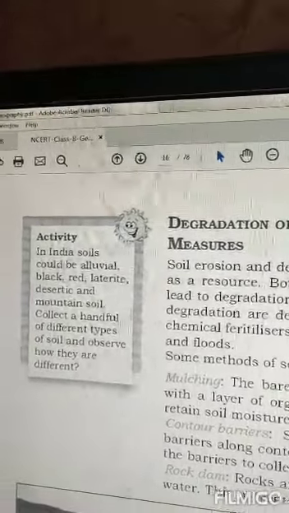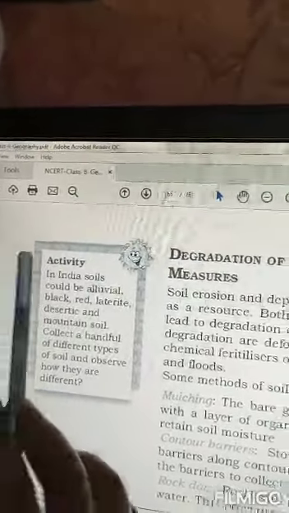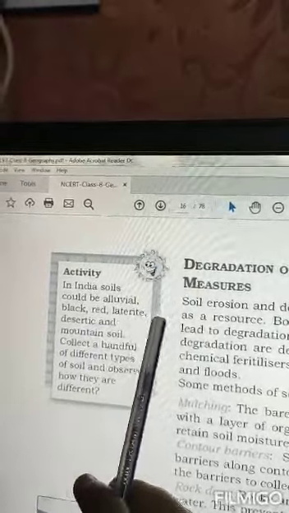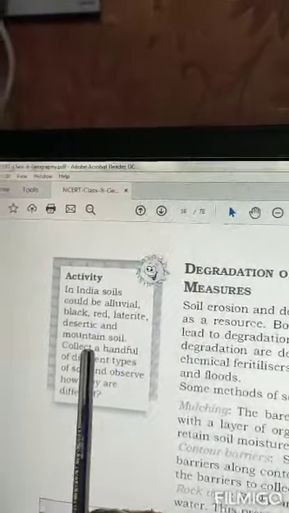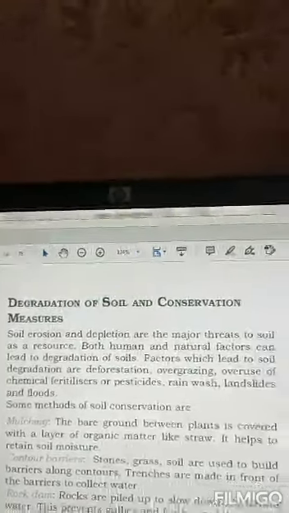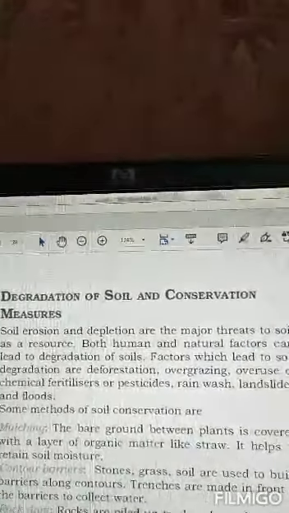There are different kinds of soils found in India. Some examples are given here, like alluvial soil, black soil, red soil, laterite soil, desert soil, mountain soil, etc. Okay. So next is degradation of soil and conservation measures.